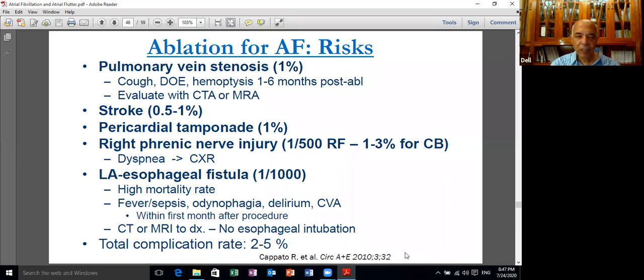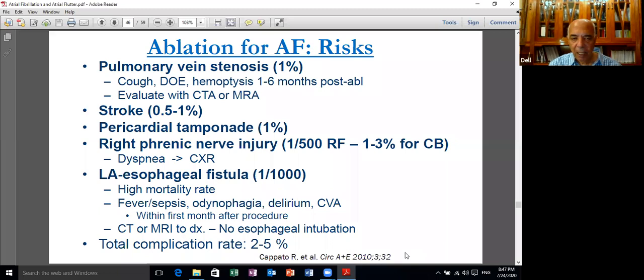And the big problem, which is very rare, is the left atrial esophageal fistula. This can present with fever, sepsis, difficulty with swallowing, delirium, and stroke. The important point is that it might not be present while the patient is in the hospital. It usually appears within the first months after the procedure. It's very rare because in most centers now we have a thermistor in the esophagus, and while ablating the left atrial wall and the pulmonary vein entrance, they measure the temperature in the esophagus and make sure that it does not get heated, to avoid the possibility of sloughing of the atrial wall.